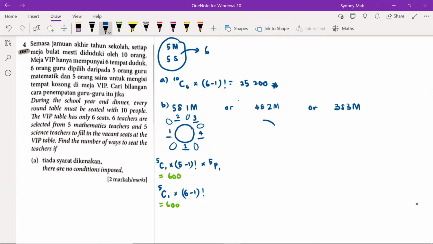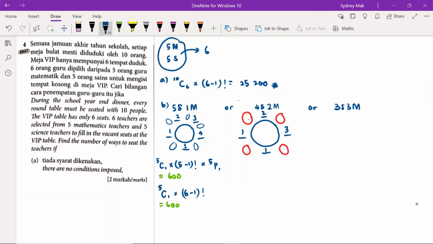Now let me illustrate the diagram. Let's sit the science teachers. The first science teacher that goes in has only one way to sit around the table. The remaining 3 science teachers go by 3, 2, 1. Between the science teachers, we have 4 spaces, so we choose any 2. We permute the 4 vacant seats among the 2 maths teachers.